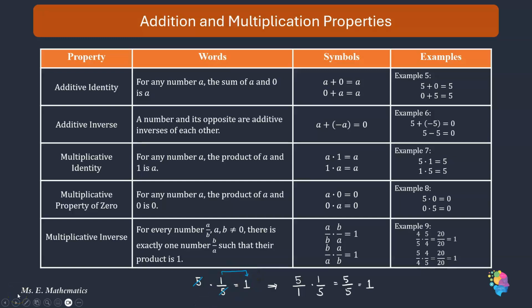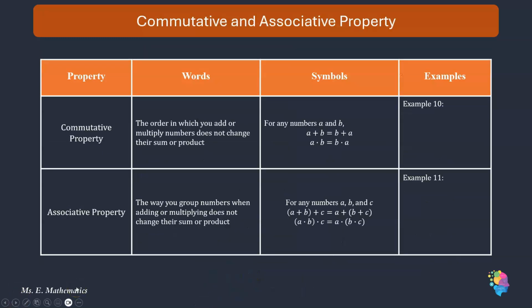Let's move on to the last set. We're going to talk about the commutative and associative property, and then we'll do the distributive property on its own. So the commutative property states that the order in which we add or multiply numbers does not change the sum or product. Notice how it doesn't say anything about subtraction or division. This property is for addition and multiplication.